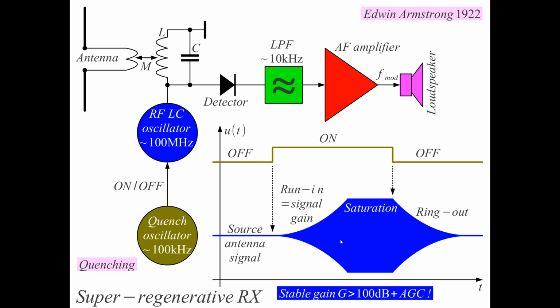So such a super-regenerative receiver can achieve sensitivities in the order of 1 microvolt at the antenna, and this 1 microvolt is applied to hundreds of millivolts or even volts just in this oscillator. So I can obtain a gain of over 100 dB, plus I obtain automatic gain control, because this exponential slope is ideal, an ideal automatic gain control.